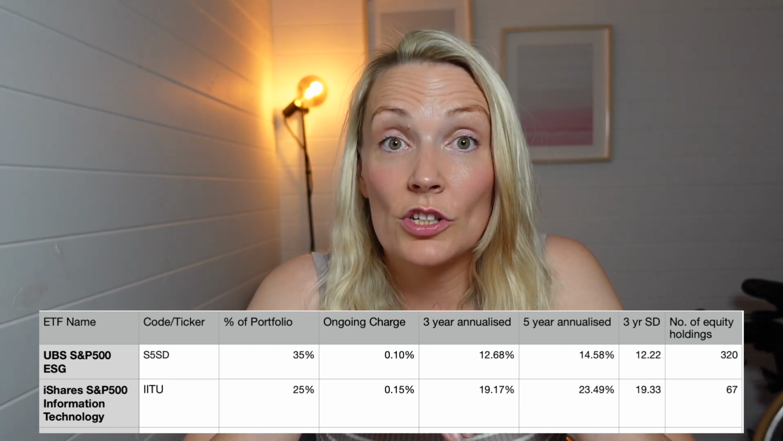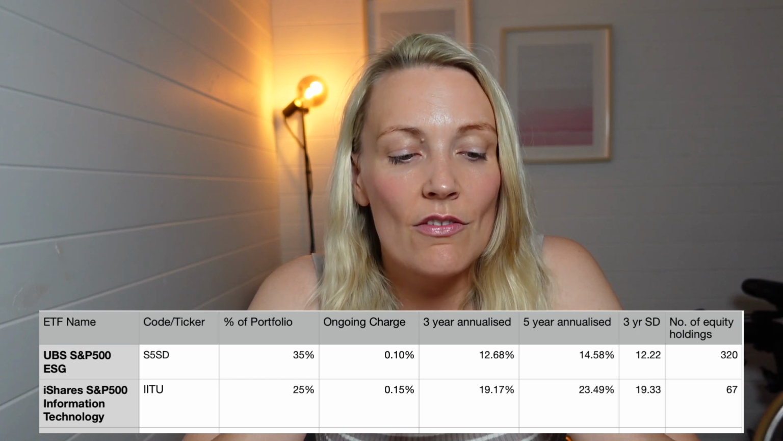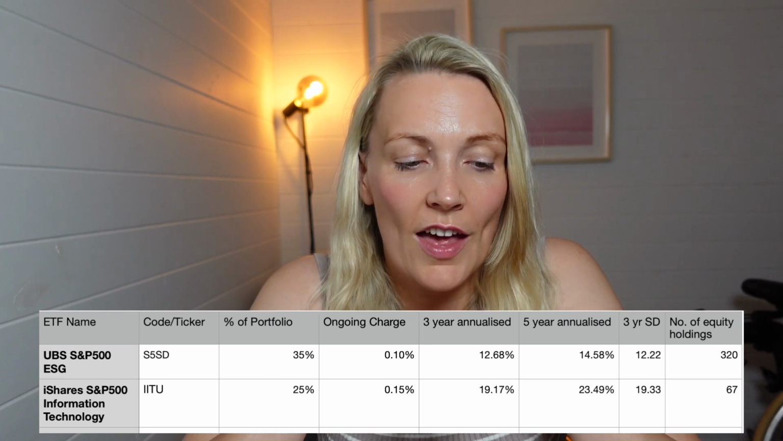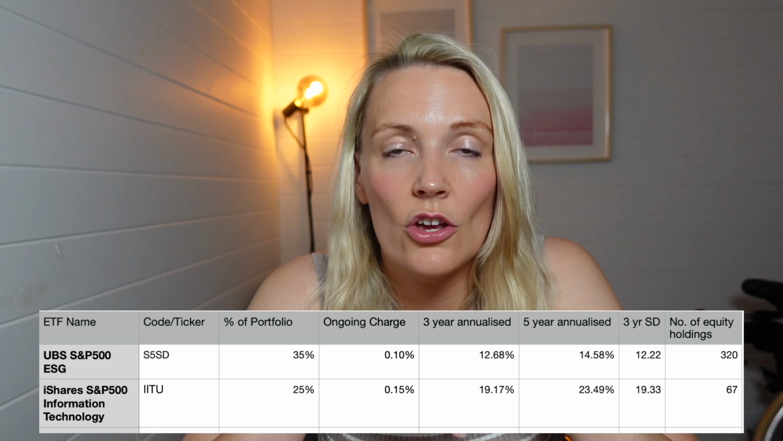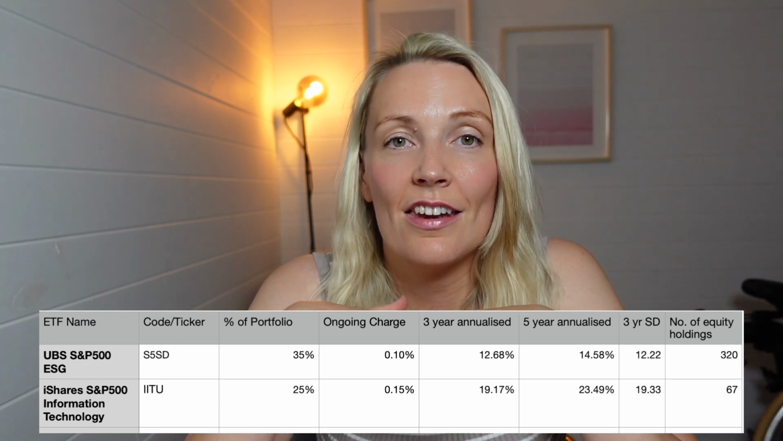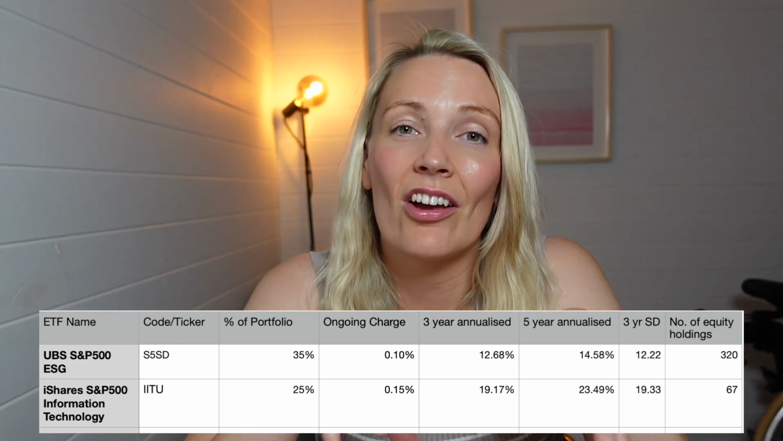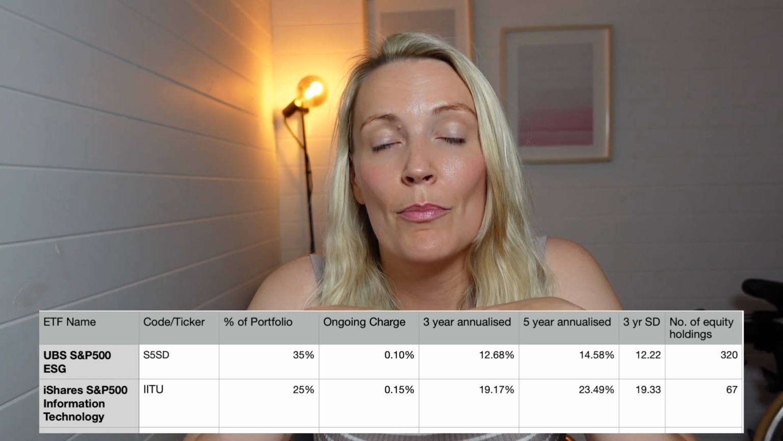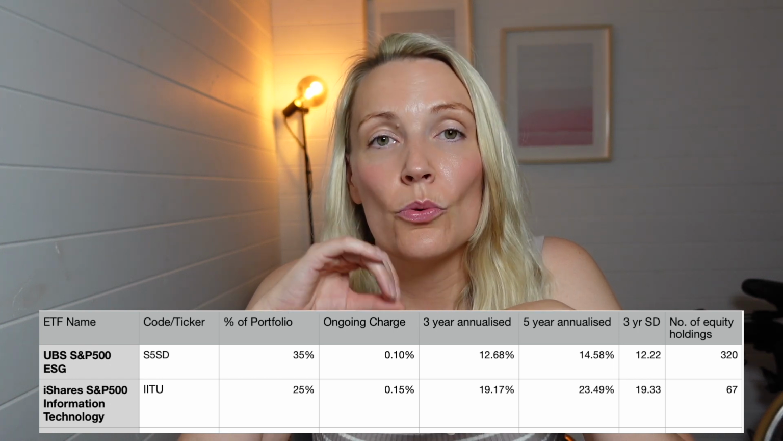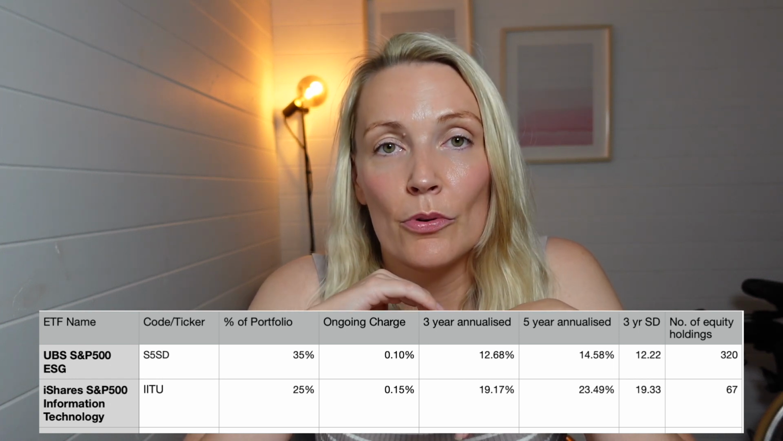Just to say, there is another alternative to the iShares Information Technology Sector ETF. If you want an alternative from Invesco, the Invesco equivalent, the code for that is XLKQ, and that has slightly lower fees and has performed very well, but I'm keeping IITU simply because I have been invested in it already and it's already sitting comfortably in my portfolio.